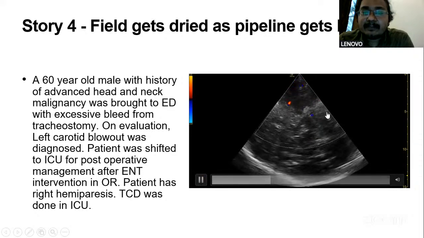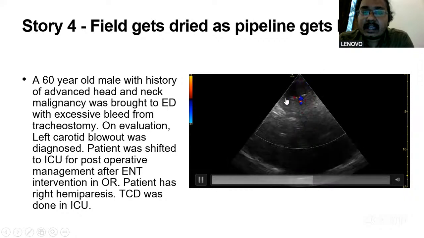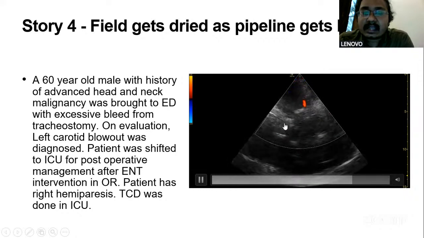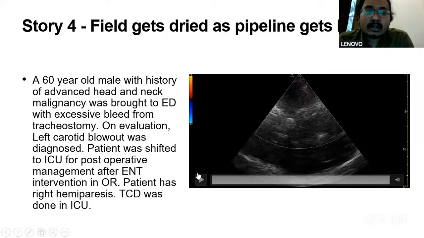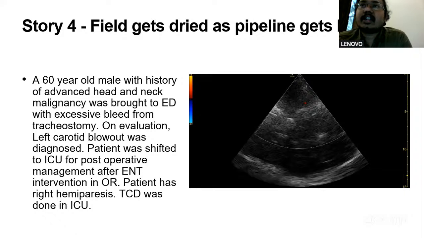We did a TCD, and we are able to see distal MCA flows and some ACA flows, but we are unable to see an M1 flow. So this patient had a right hemiparesis, and an M1 occlusion has happened. So at any given point of time, if an experienced sonographer has seen velocities on one side and has not seen velocities on the other side, and in the clinical context of hemiparesis, we can safely say that there might be a large vessel occlusion.